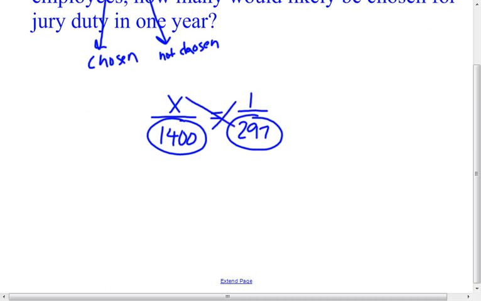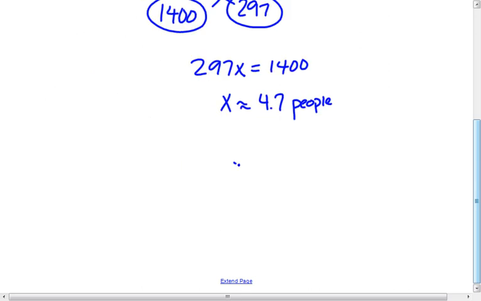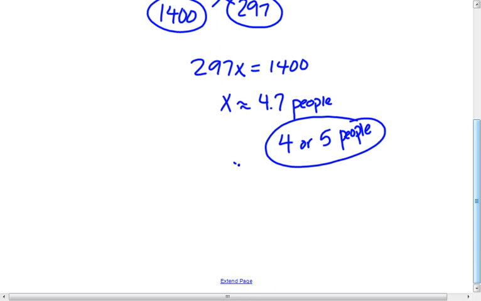And then you'll just cross multiply and you'll get 297x equals 1,400. Obviously divide by 297. X is going to be about 4.7 people. We know that you can't have 4.7 people. So when you report this, I would probably say something like this, 4 or 5. But on a quiz or a test, I want to see this 4.7 as part of your work so that I know you know that it's rounded, but then report it in a way that makes sense. So you're going to have 4 or 5 people chosen. Okay? Something like that. That should do it for this.